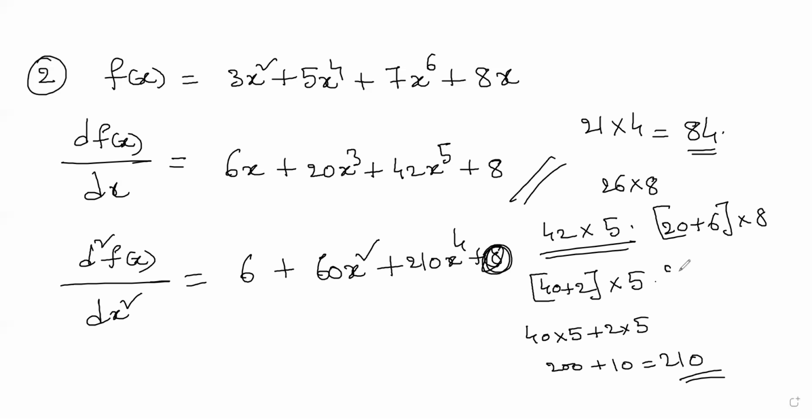And then you write it as 20 into 8 plus 6 into 8. 20 into 8, you can calculate really fast: 160. 6 times 8 is 48. So that's it, you will end up with 208. That's it, finished. So this is how you don't have to worry.